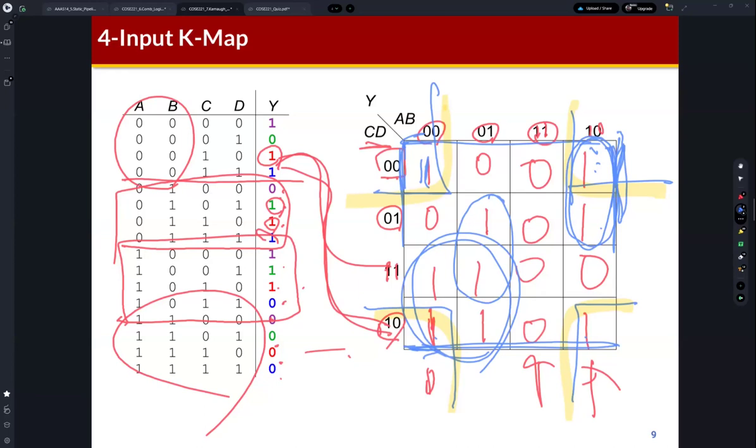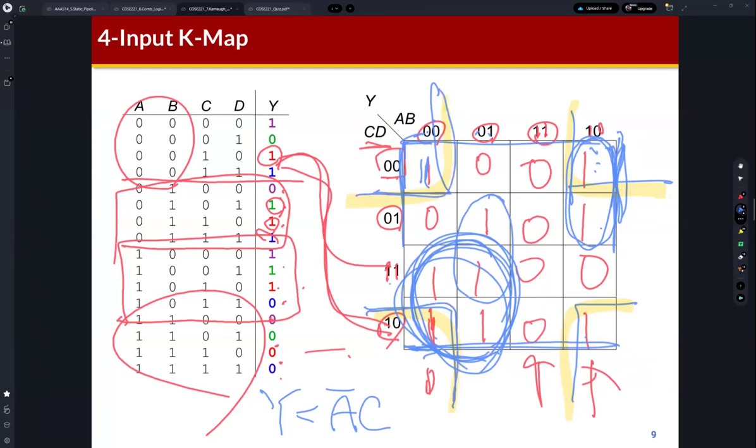Then we can write the equation. How about this circle? What is the equation of this circle? In this circle, A is 0 and C is 1. The B is 0 and 1, and D is 1 and 0, which means that we can remove B and D, right? Do you understand? So for this circle, A is 0, so this is A bar, and C is 1, so C.